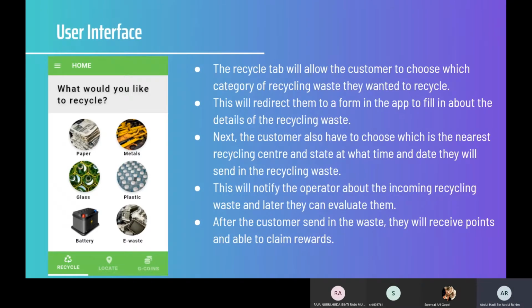Okay, let's see the UI. The customer could choose on the user interface of the app. On the recycling tab, it will allow the customer to choose which category of recycling waste they want to recycle. And this will redirect them to a form in the app to fill in the details of the recycling waste. Next, the customer also has to choose the nearest recycling center and state at what time and date they will send in the recycling waste. This will also notify the operator about the incoming recycling waste, and later they can evaluate it. After the customer sends in their waste, they will receive points and be able to claim rewards.